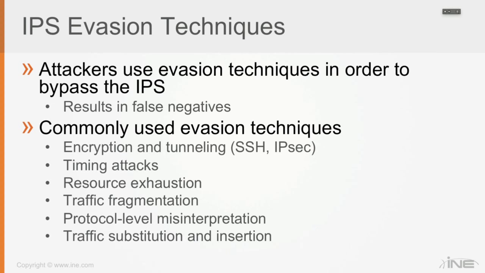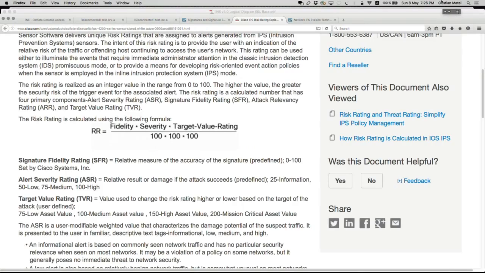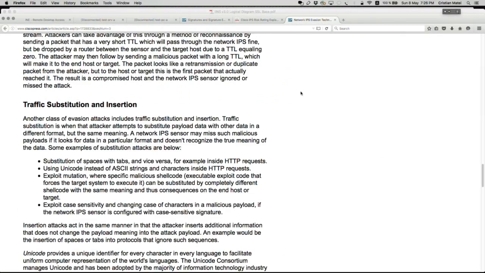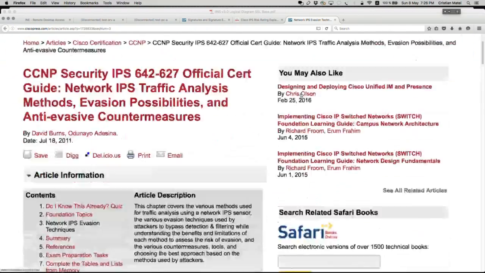Commonly used evasion techniques are going to be encryption and tunneling. So the attackers are going to try to bypass the IPS by sending malicious traffic within a VPN protected tunnel, which of course the IPS cannot decrypt traffic in there. Timing attacks. So we're going to see the presentation in another URL from a Cisco Press book in here.